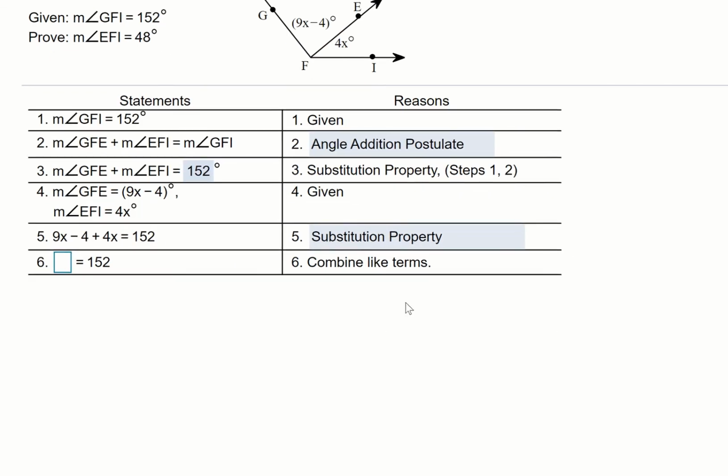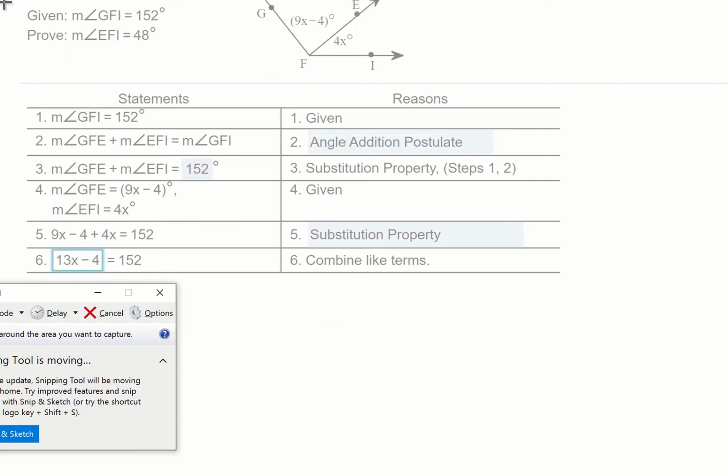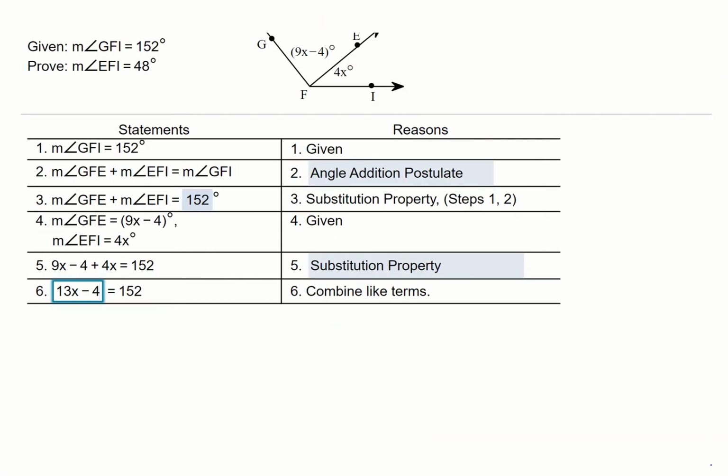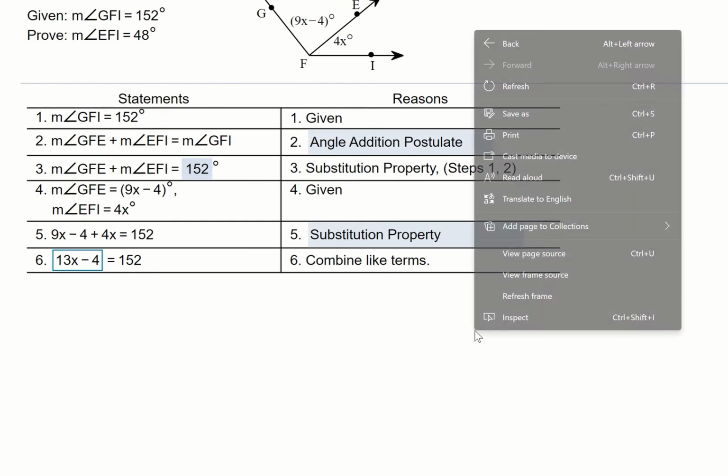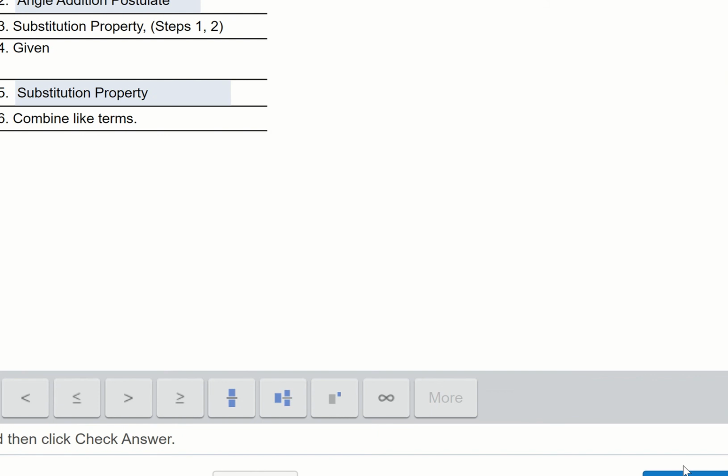All right, and then what we're gonna do is combine like terms, or we call it simplify. So you can simplify or combine like terms. So 9x plus 4x is 13x. Okay, and then we have minus 4. I'll go ahead and show you that just in case you're confused on how we did that. So the 9x and the 4x give us 13x. Okay, and so that's how we have 13x there. All right, so we have that for combining like terms.